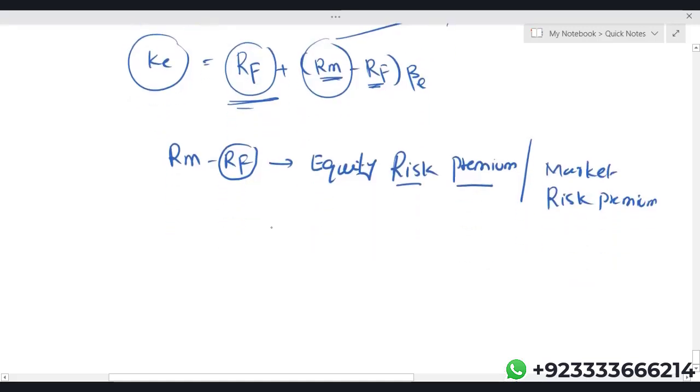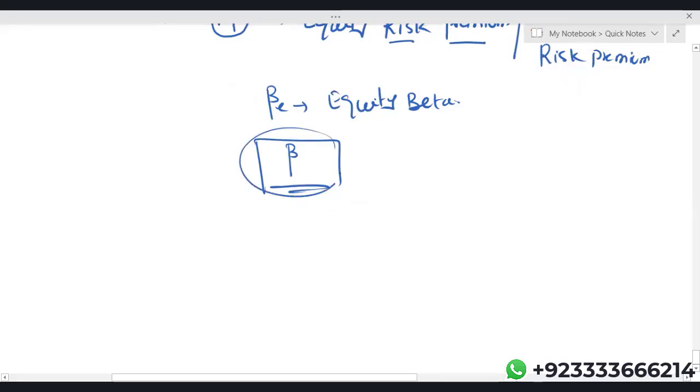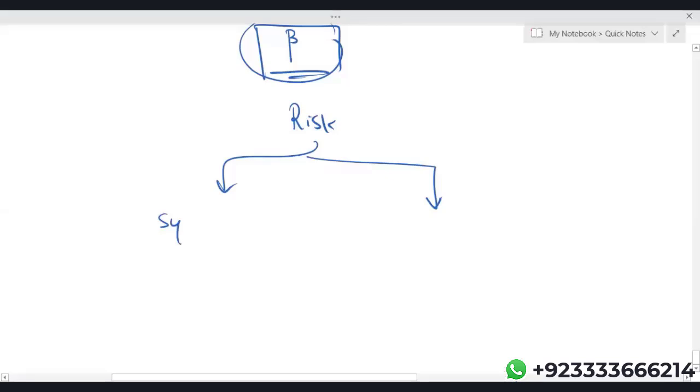Okay, now what do you mean by equity beta? Before developing the understanding of equity beta, everyone should know: when we say beta, actually beta is a measure of risk. Beta is a measure of risk. When we say risk, there are two types of risk: systematic and unsystematic.